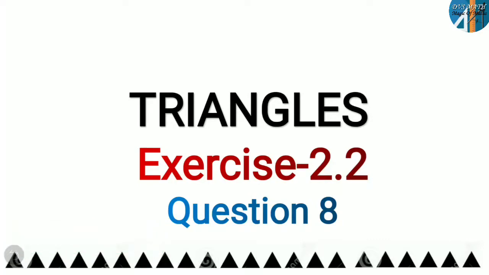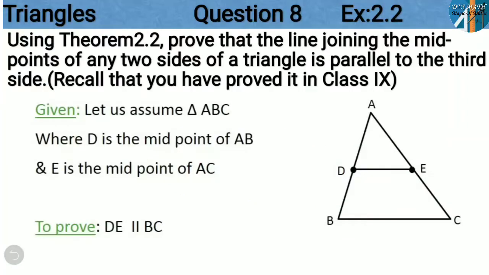Today we are moving on to exercise 2.2, question number 8. In the previous session we solved question number 7 using the basic proportionality theorem. So now we are moving on to question number 8, which uses theorem 2.2. In the previous question we took theorem 2.1, that is the basic proportionality theorem. Now we are using the next theorem, theorem 2.2, which is nothing but the converse of BPT.